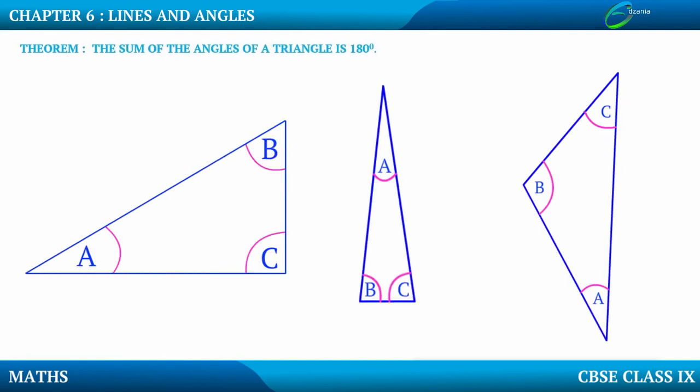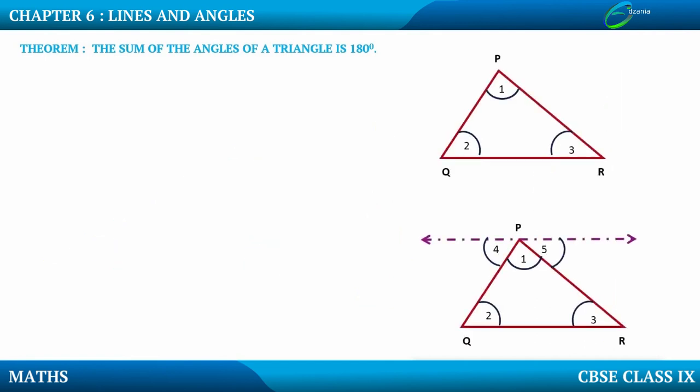For that, we need a triangle and we are supposed to prove that the sum of the measures of the three angles, because the triangle has three angles, is 180 degrees. So let us consider a triangle. So here is a triangle for you. This triangle, triangle PQR. Forget about the lower triangle as of now. Just concentrate on this triangle, triangle PQR.